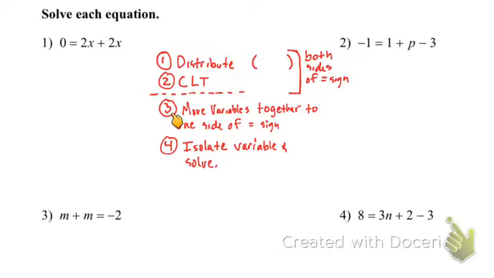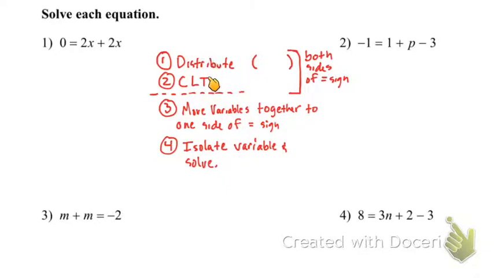This third step happens if you have variables on both sides of the equal sign, okay? The problems today do not have variables on both sides of the equal sign, so we're really not going to do step 3 today. Step 3 is going to be for next week's problems, okay? And last but not least is step 4, which is you isolate the variable. This is what we've been working on the last 2 weeks, okay? Getting the variable by itself.